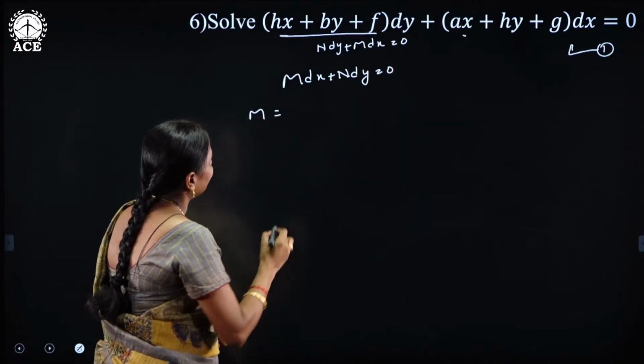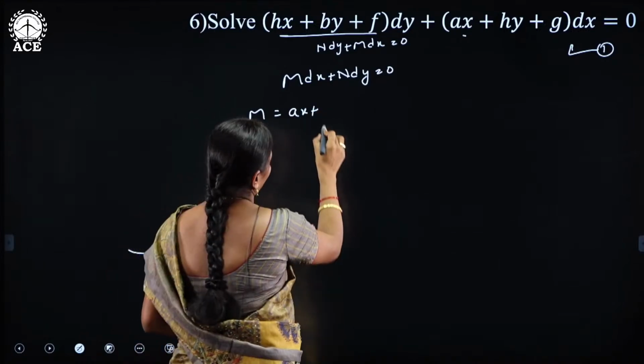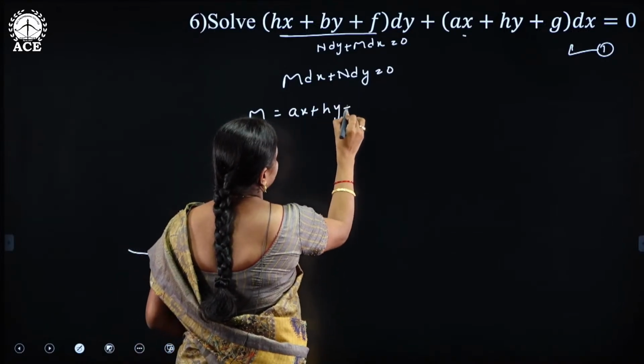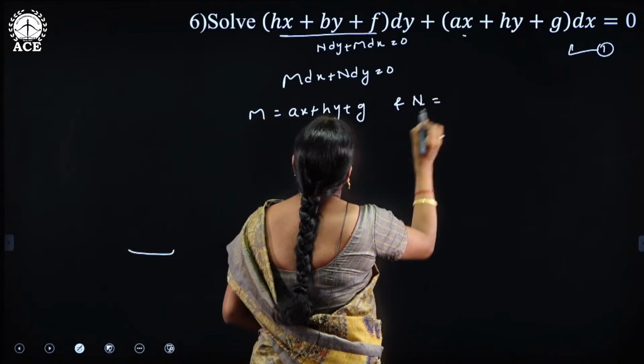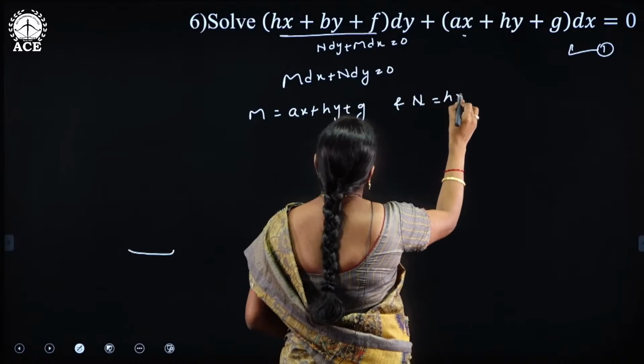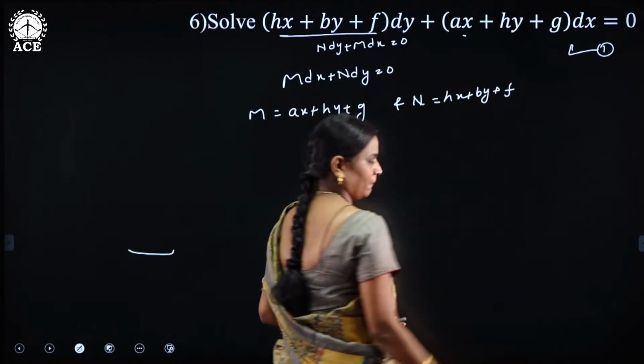So, here what is the M? M is equal to ax plus hy plus g, and N. What is the N? N is equal to hx plus by plus f.